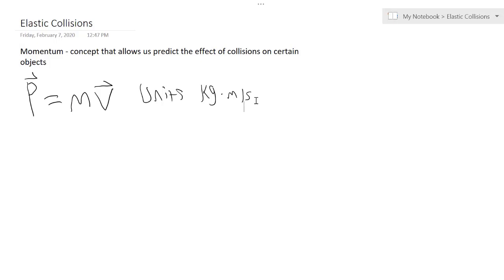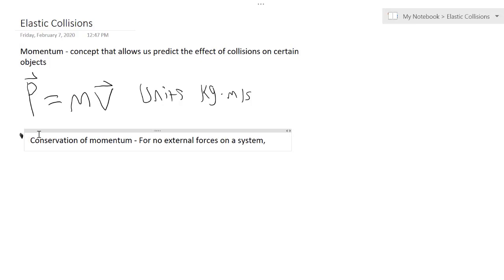Something really useful about momentum that we can use in these collisions is the conservation law. For no external forces, the total momentum is conserved within a system. That would mean your P initial is equal to your P final.